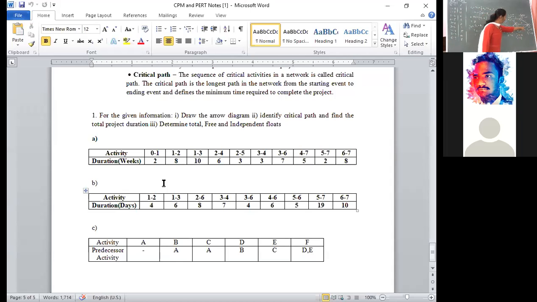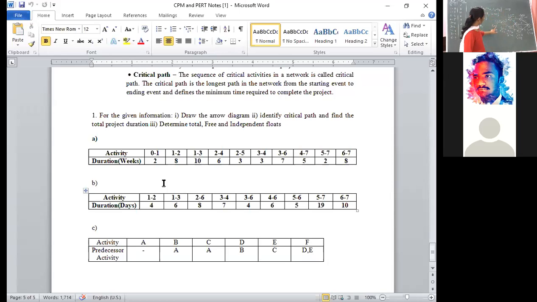Everywhere arrow, if you observe carefully. How to identify the critical path? Wherever the earliest to start and latest to finish values are equal, are same, that is your critical path. Right now, verify. Before drawing, critical path is always represented by a double line arrow.